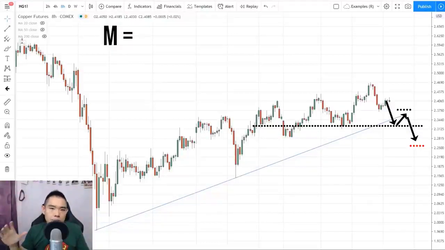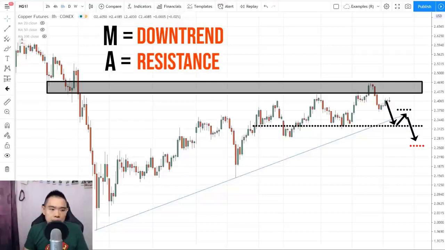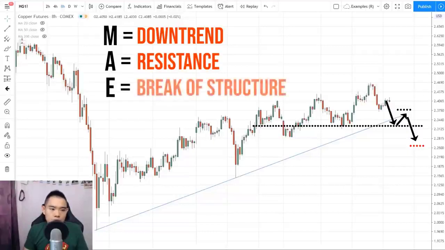So now you know the market structure. This one is a little bit more advanced because you're using multiple time frame analysis, but you're seeing that overall the trend is still down. Your area of value is at this area of resistance over here, which you can't see, but if you look at the higher time frame, it's at this resistance. Your entry trigger is a break of structure.